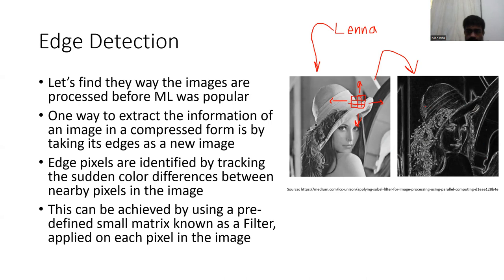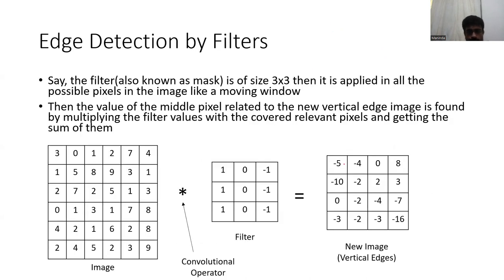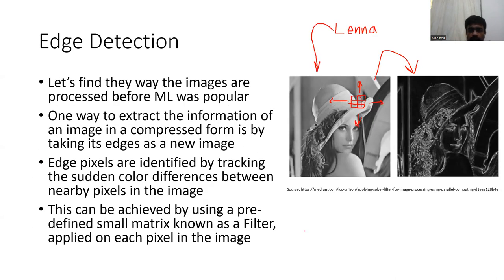So for now, just understand that we can do it. This is how it is done. Suppose this is the original image of Lena. Lena is the name of that model, the one who is looking at this. This is the Lena image.